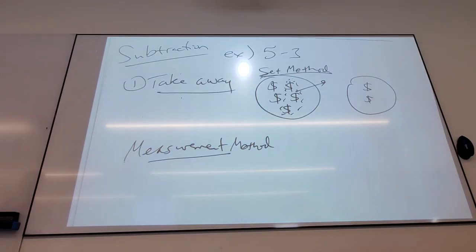So how would I represent 5 minus 3 using a number line? Takeaway method. Go ahead and try to draw something that you think would represent 5 minus 3 on a number line. Takeaway method.